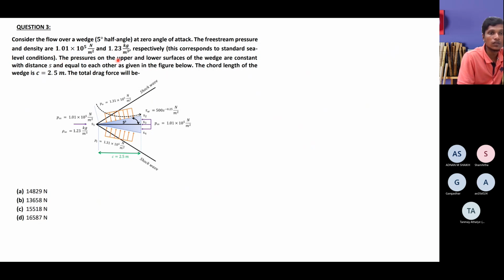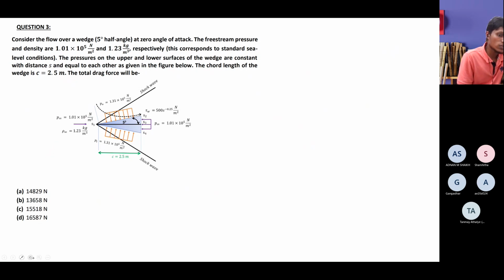The pressure on the upper and lower surfaces of the wedge is constant with distance s. As you move from S1 to S2 along the surfaces, the pressure is Pu equals 1.3, a constant pressure. There is no variation of the pressure along the surface. The chord length of the wedge is 2.5 meters, from leading edge to trailing edge, and they're asking to find the total drag in units of Newton.